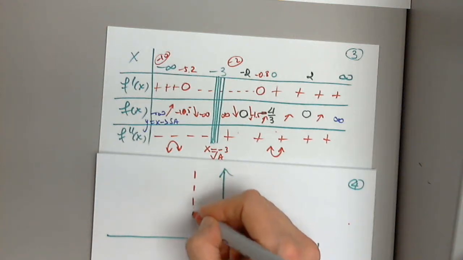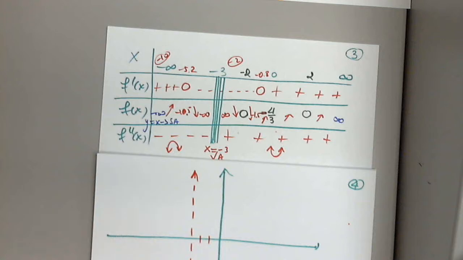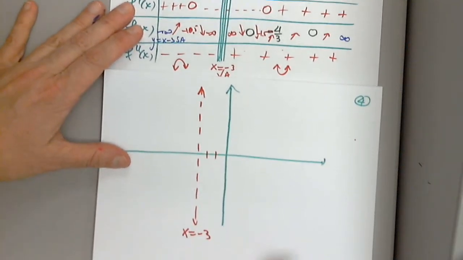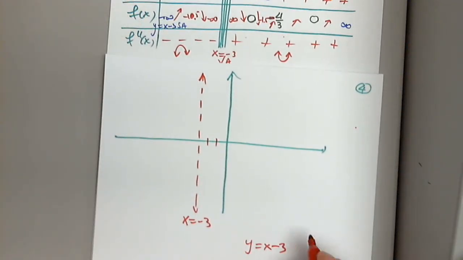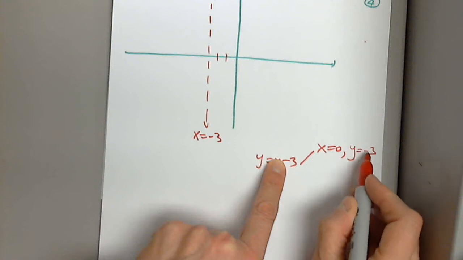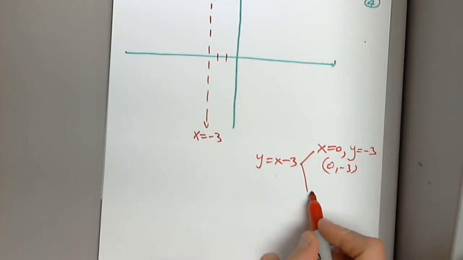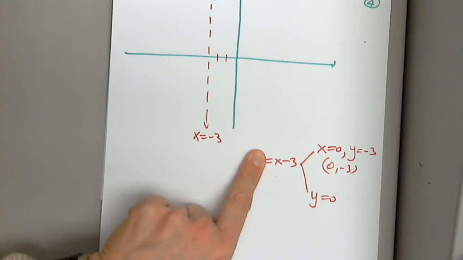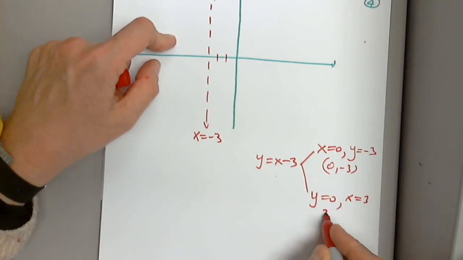One at x equals negative 3. It's a vertical asymptote. And the other one is y equals x minus 3. I need to graph this line, finding the x and y intercepts. So y equals x minus 3. When x is 0, how much is y? Y is? Very good. 0, negative 3. Now when y is 0, how much is x? Remember, you have to bring negative 3 to the other side. Very good. So 3 comma 0.